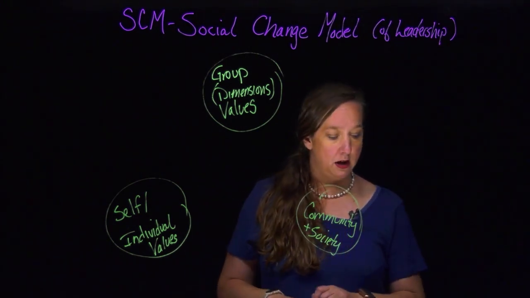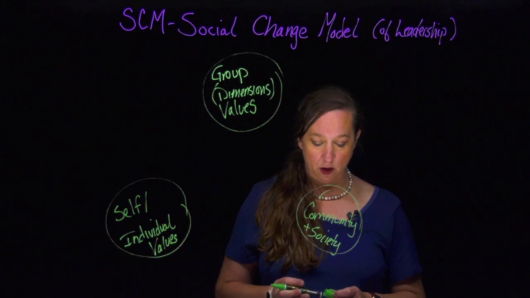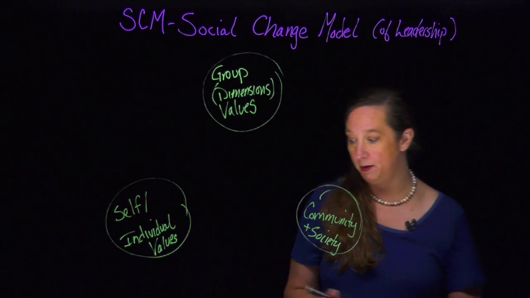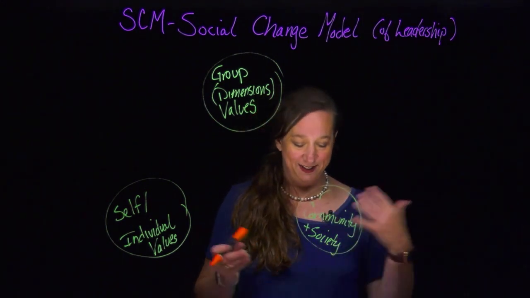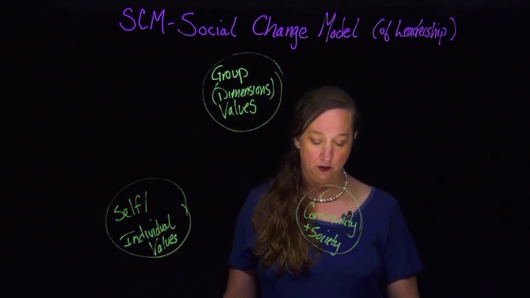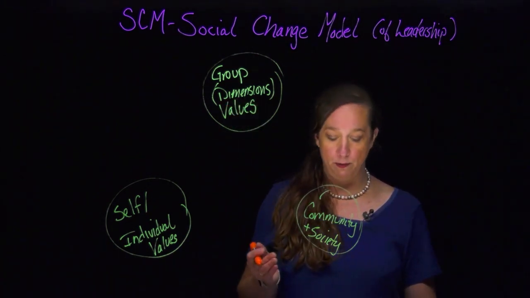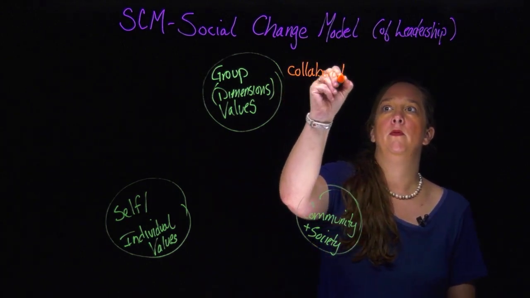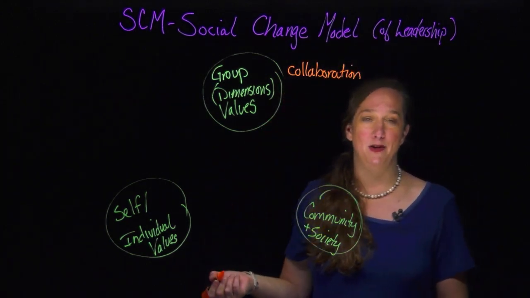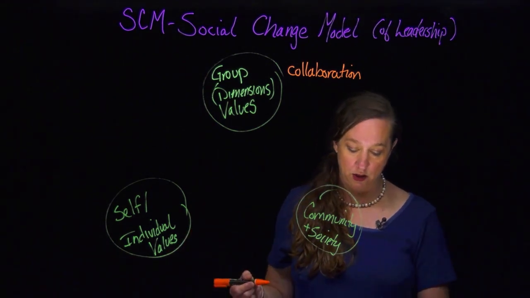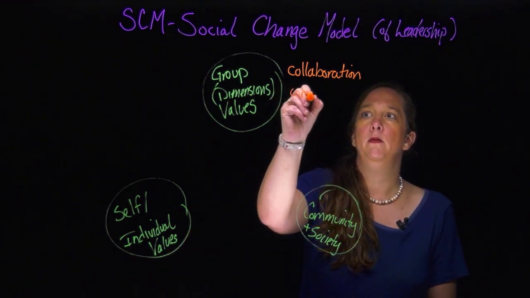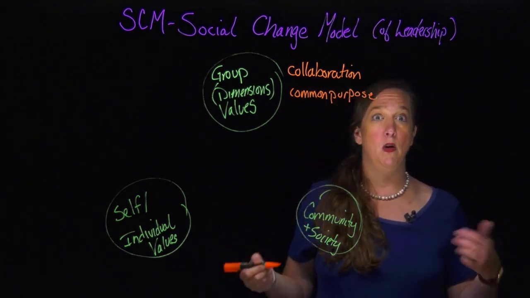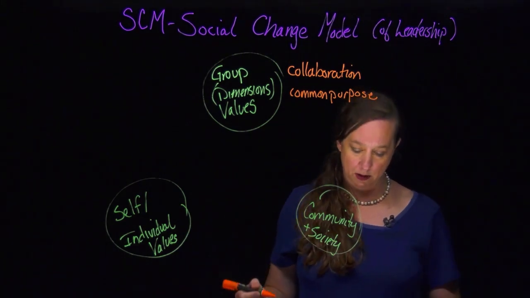So you're going to hear a lot about the different C's involved. Often you hear the 7 C's of the social change model or 7 C's of leadership. There are 7 what we call values or dimensions that are involved in each of these. When we talk about group dimension, we think about collaboration. That is the fact that we're going to be interacting and working together to create this change. A common purpose. We're all working towards the goal of improving something.